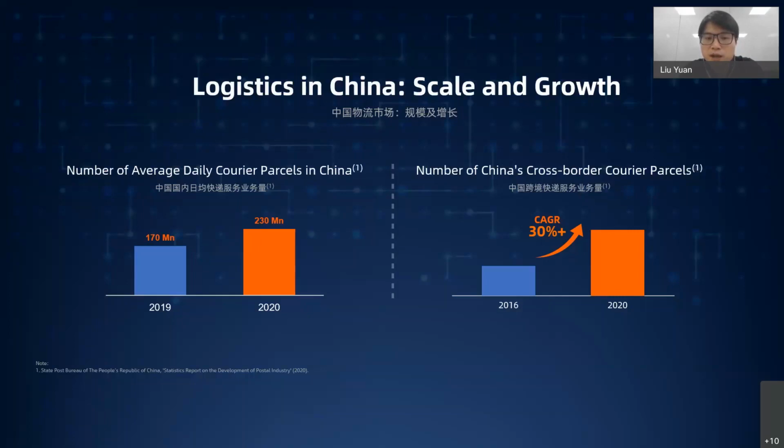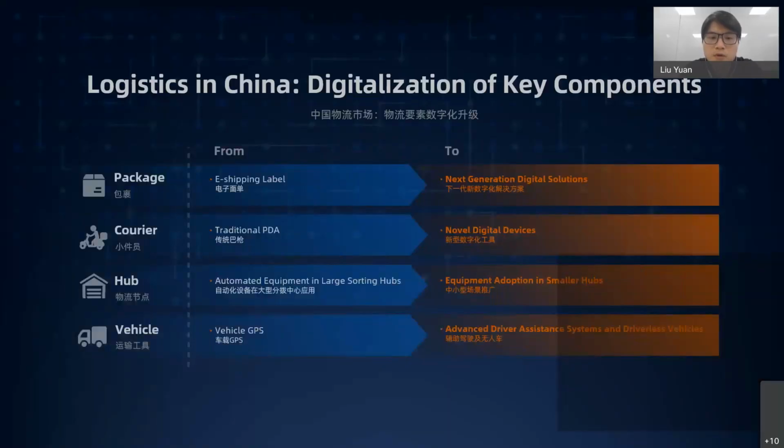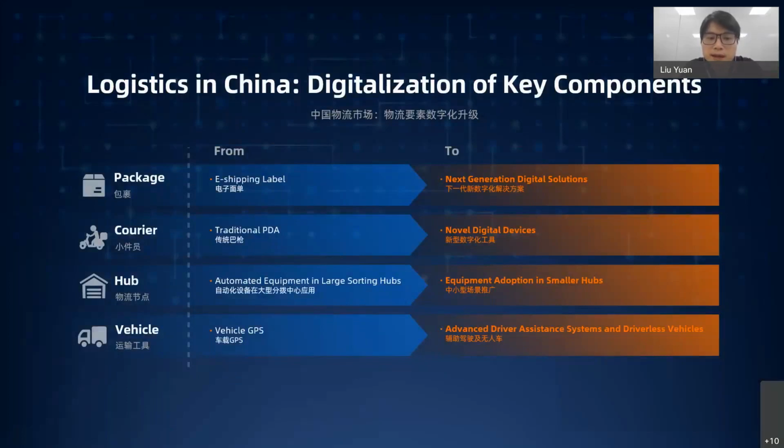Meanwhile, the cargo of China's cross-border parcels grows by 30%. This number shows us that China's logistics market is growing very fast, and these 5 to 10 years are the best period of rapid development. So when we deep dive into the industry, we think the package, carrier, hub, and vehicle are the most important components that can be digitalized.